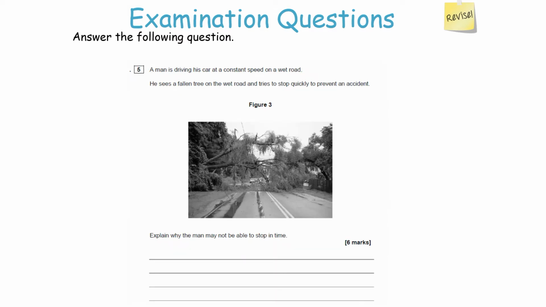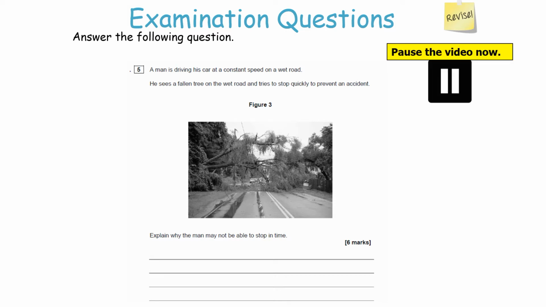A man is driving his car at a constant speed on a wet road. He sees a fallen tree on the wet road and tries to stop quickly to prevent an accident. Explain why the man may not be able to stop in time. So pause the video now, and then when you want to go through the answer, unpause the video.